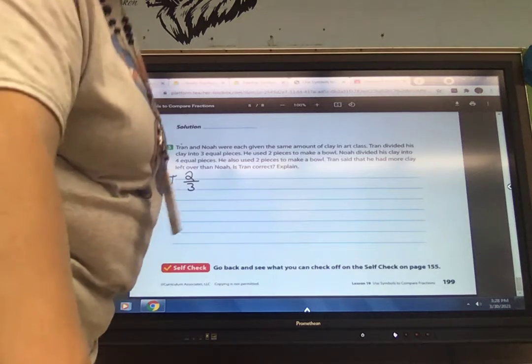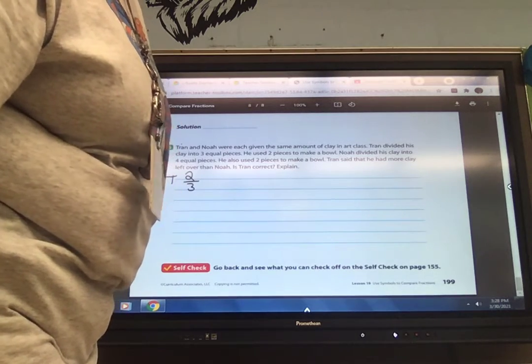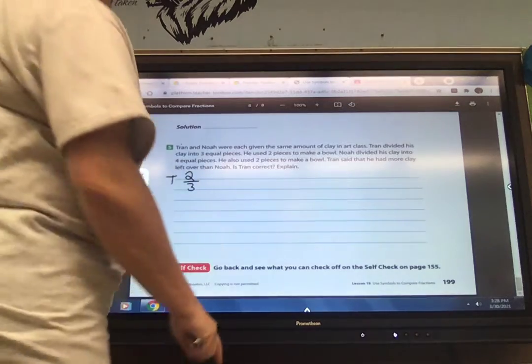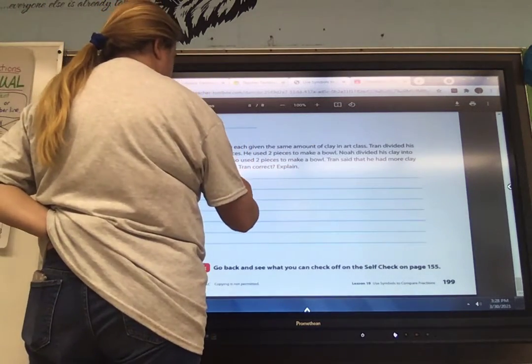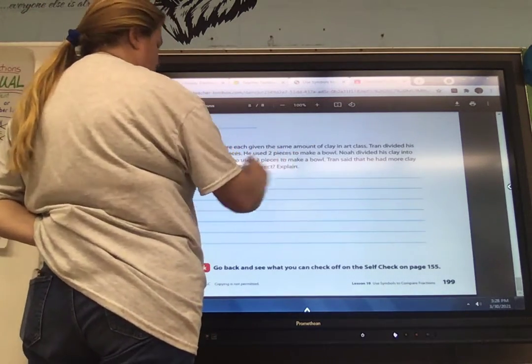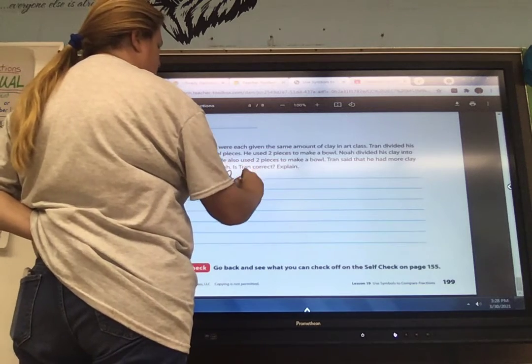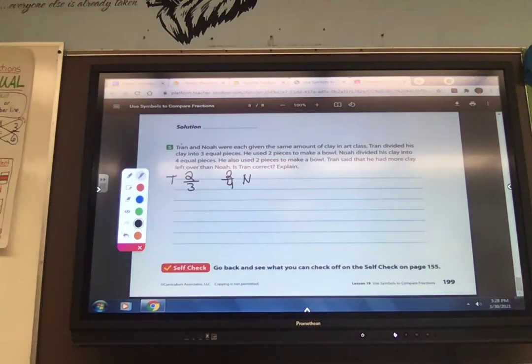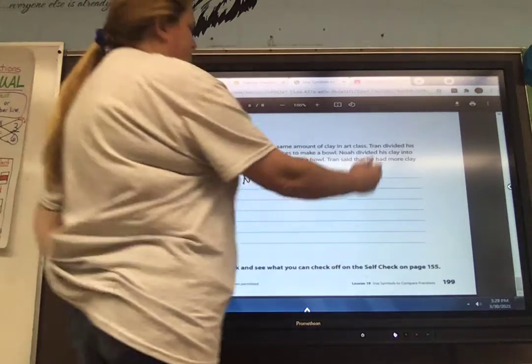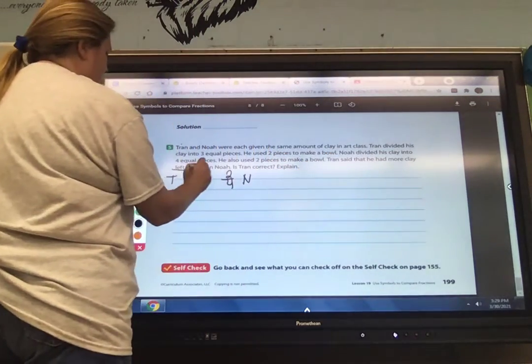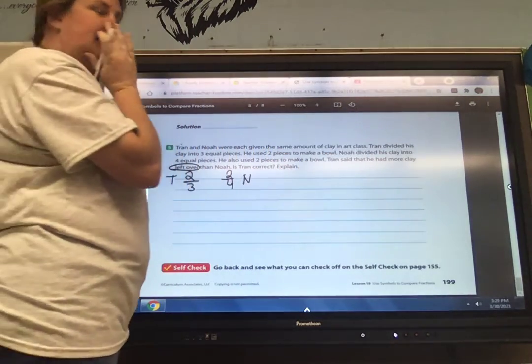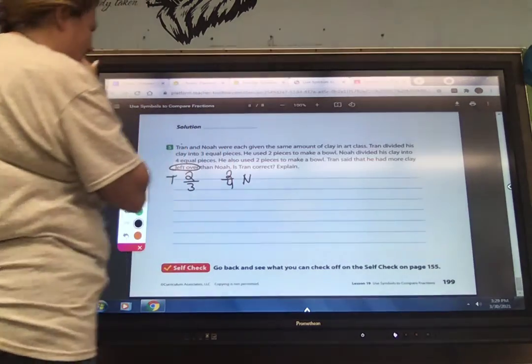Noah divided his into 4 pieces, and he used 2 pieces. So we have 2/3 and 2/4. Noah was 2/4. Tran says that he has more clay left than Noah. Is he correct? Okay, this one's kind of tricky. Tran says he has more clay left over. That makes this a higher level question. So I am going to help you on this one.